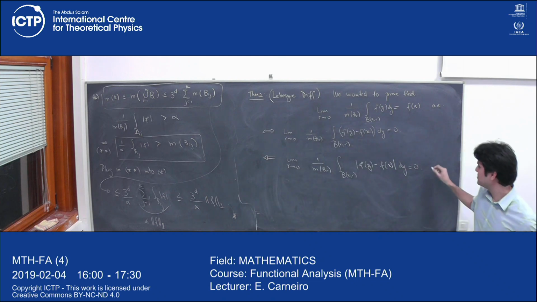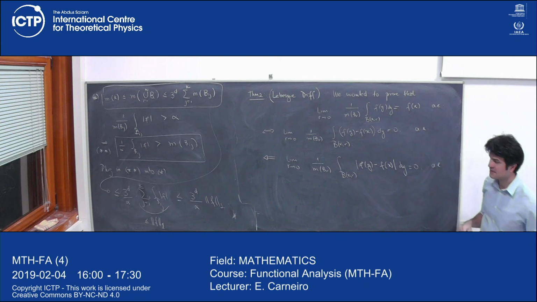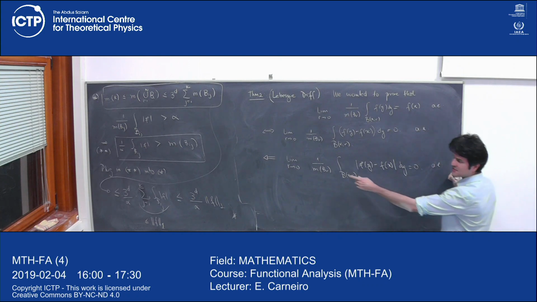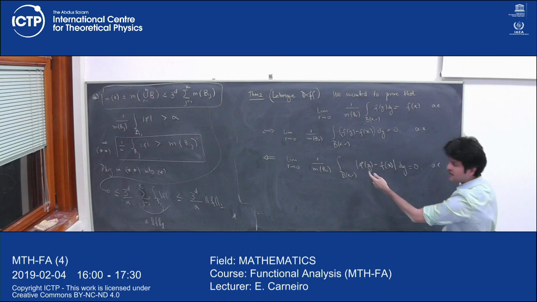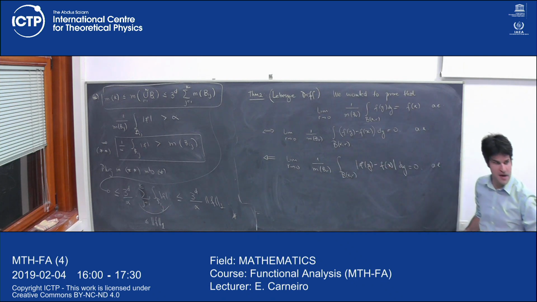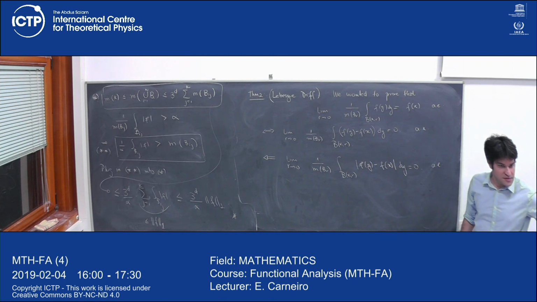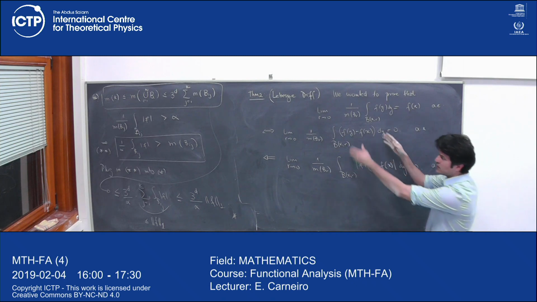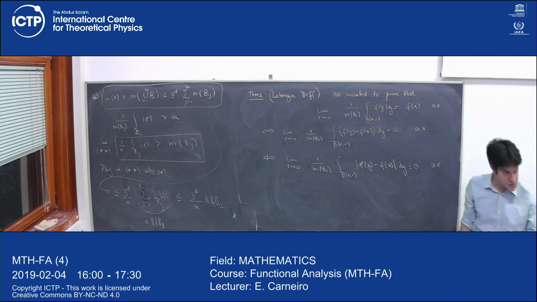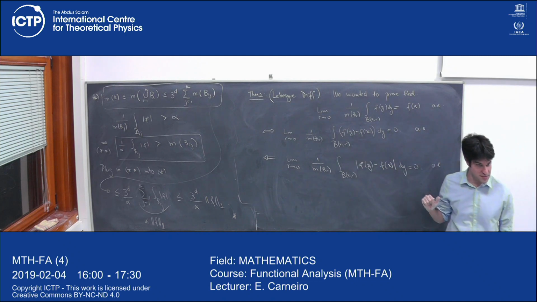I'm going to prove that this is zero almost everywhere. So I'm going to prove that this limit, when r goes to zero, of the averages of the absolute value of f(y) minus f(x) dy goes to zero almost everywhere. If the limit with the absolute value goes to zero, of course the limit without the absolute value goes to zero as well. So this implies this one. So this is a stronger statement.